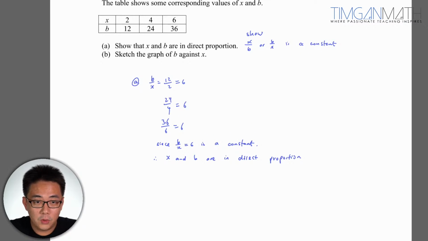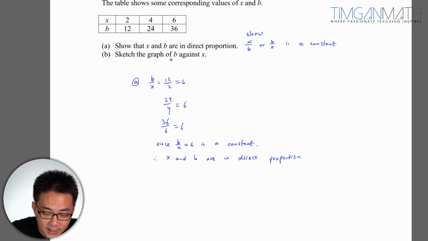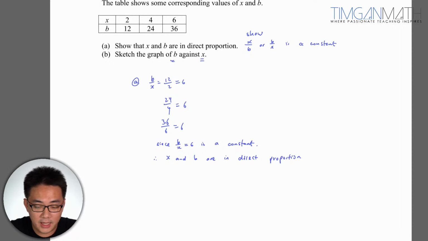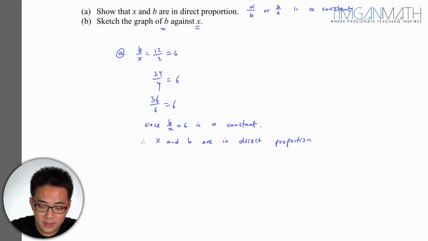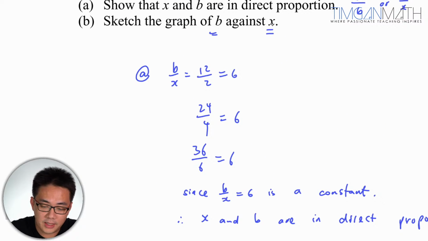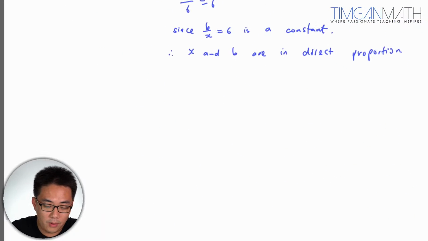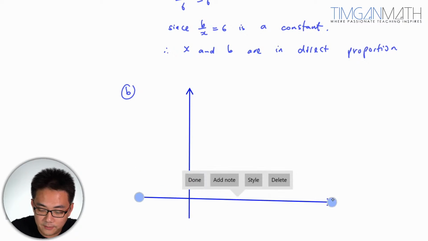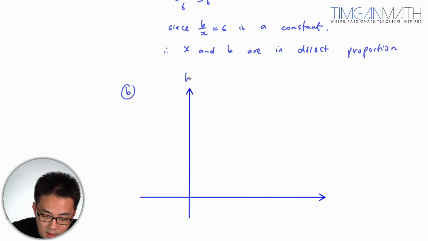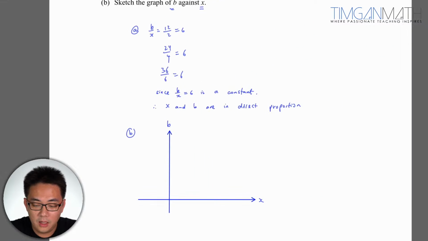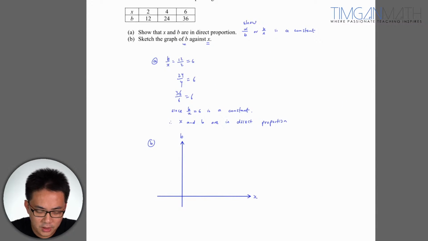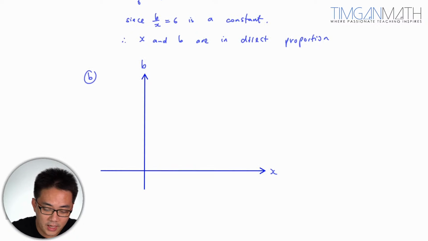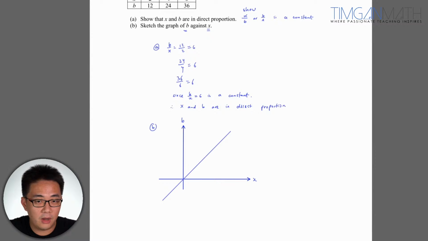Then we are told to sketch the graph of b against x. B against x just means that b has to be the y-axis and x has to be the x-axis. Now the graph of direct proportion is pretty straightforward. It's a straight line that passes through the origin. But if you're not too sure, we could also bring out a grid and try. Let me show you how.